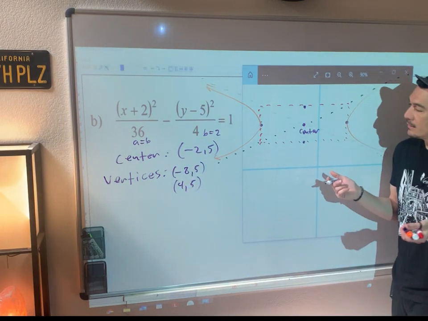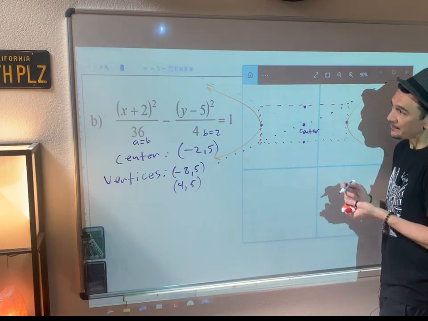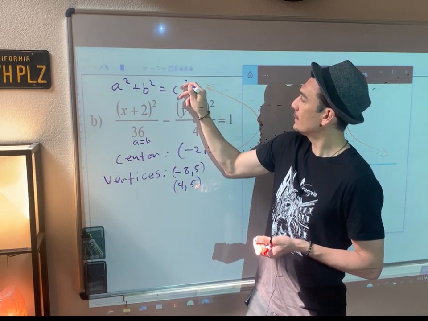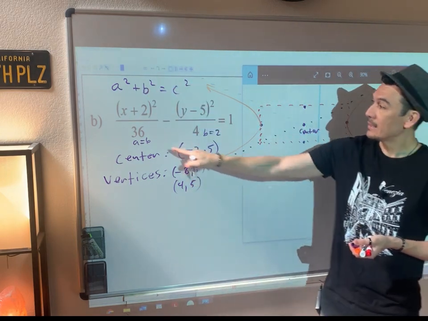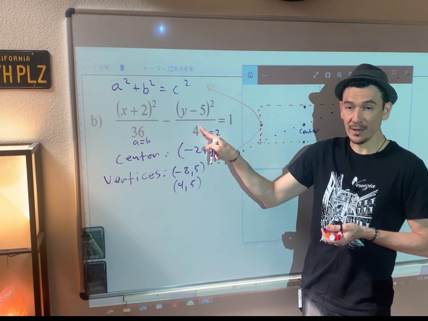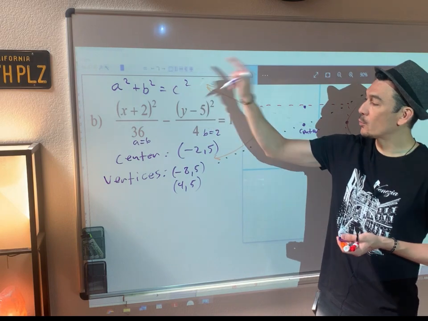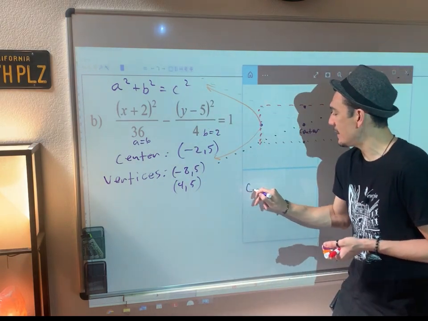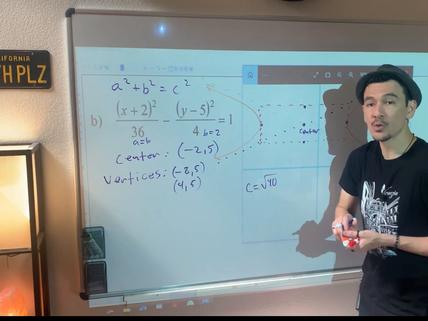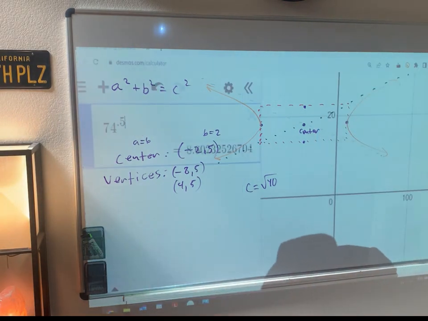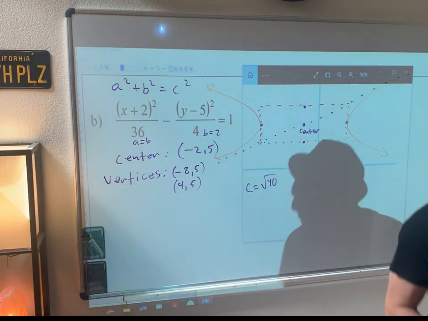Let's draw the foci. Let's find C. So we know that a squared plus b squared equals c squared. And we know that this is a squared and this is b squared. So 36 plus 4 is 40. And then you square root. So we know that c is going to be the square root of 40. And gosh darn it, what is the square root of 40? Let's turn this into the square root of 40. About 6.3, okay? About 6.3.